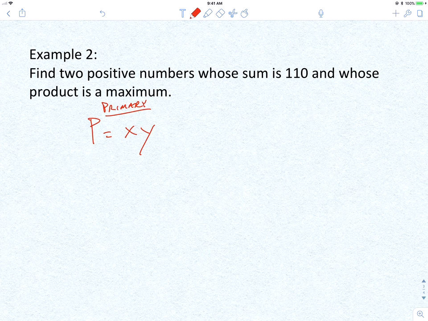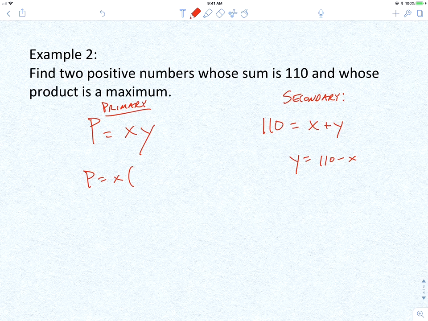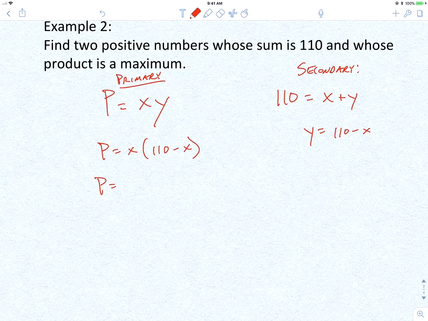Since there are two variables here, two independent variables, I'm going to need a secondary equation also for the constraint. It says the sum of these two numbers is 110. So if I solve my secondary equation for one of the variables, I can substitute it into my primary, so now my primary is all one variable. I can then maximize with the first derivative test.